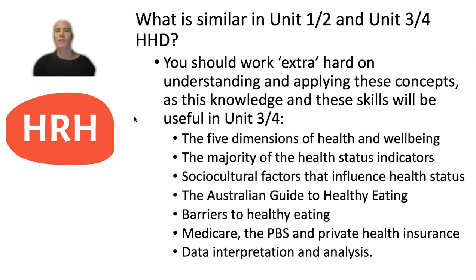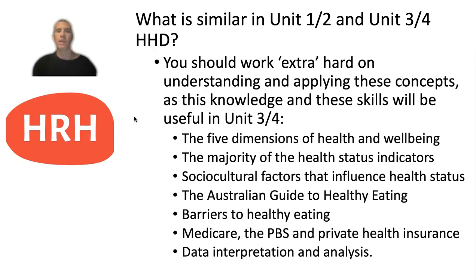The majority of the health status indicators that are mentioned in Unit 1-2, things like life expectancy and burden of disease, come up again in Unit 3-4, so it's really important that you understand those well and how to apply them. The socio-cultural factors that you cover in Unit 1-2 are then relevant again in Unit 3, so understanding and knowing examples of those is really important.